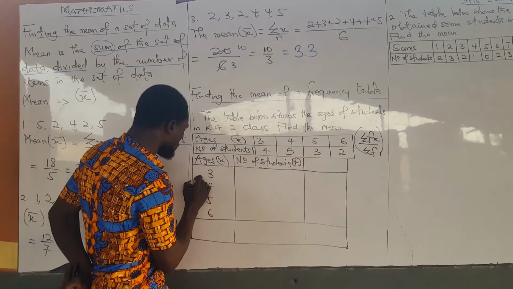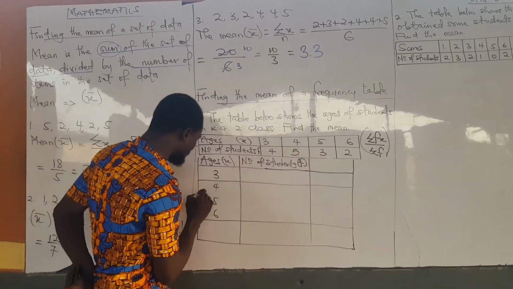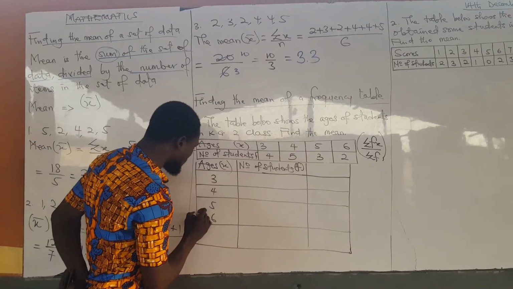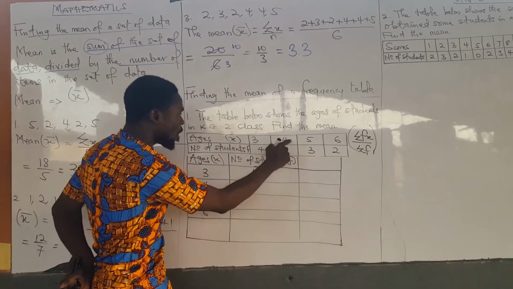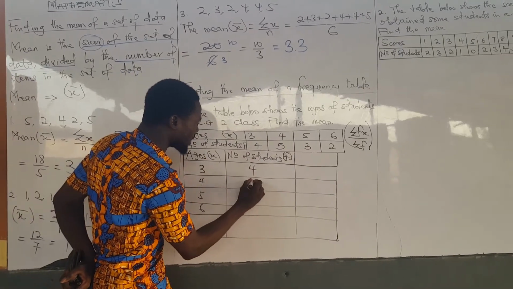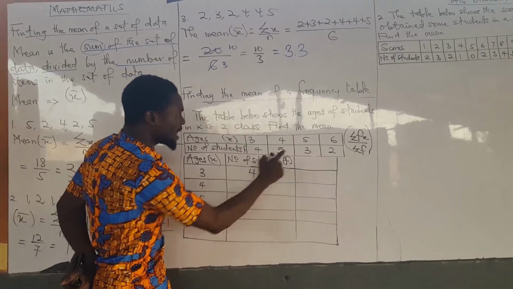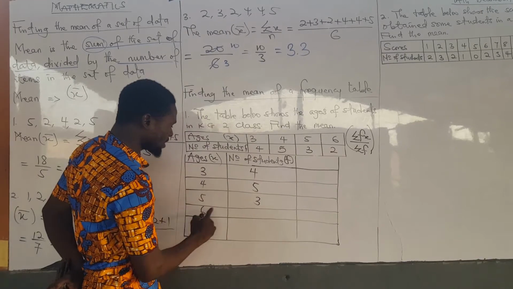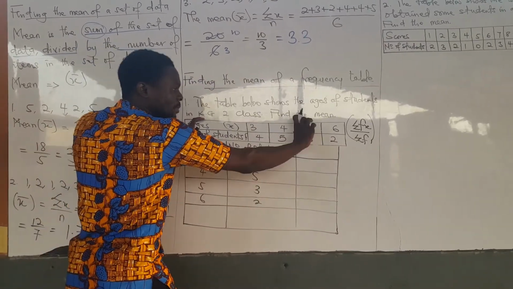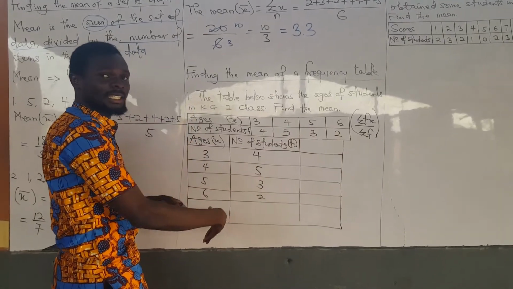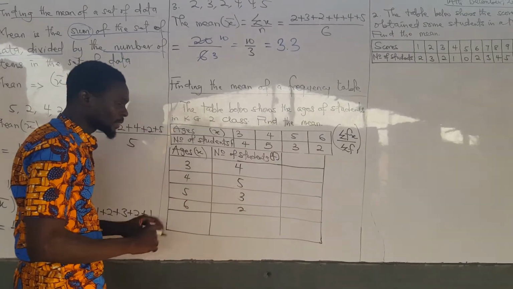And with each frequency, we have 3 is having a frequency of 4. 4 is having a frequency of 5. 5 is having a frequency of 3, and 6 is having a frequency of 2. So this is the same table here, but we've constructed it in a vertical way.